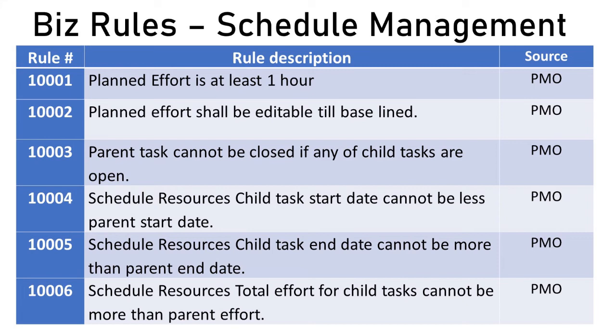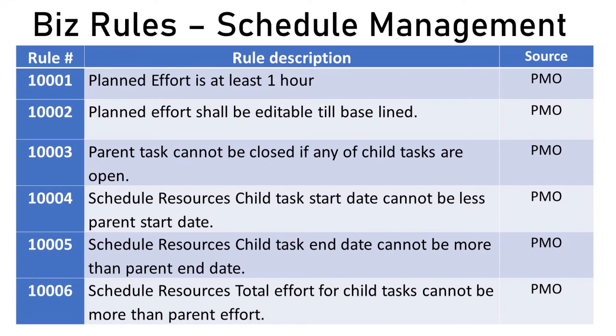So if you look at the rule description, the first rule says planned effort is at least 1 hour. And this requirement rule has come from the PMO function, which is the project management office. So the PMO has decided that nobody can plan an activity which is less than 1 hour because it is a very tiny activity. Then it also says planned efforts shall be editable till baseline. That means till you finalize the schedule, you have the freedom to change it.